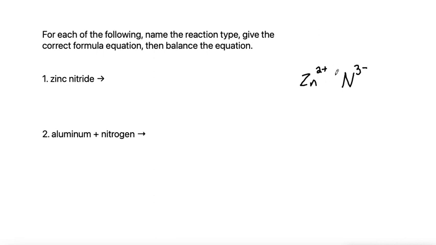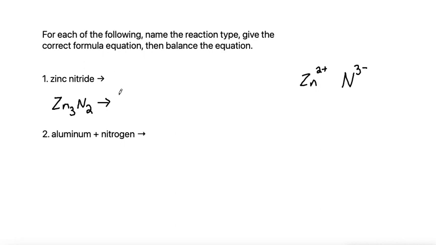So it has a 3- charge. So to figure out what that compound is, we can do the crisscross, that the 3 comes down, the 2 comes down, and so the compound together makes Zn with a 3 subscript and N with a 2 subscript. Since 3 and 2 don't have any common factors, they will stay the same. We won't be able to reduce. So this is the formula for zinc nitride.